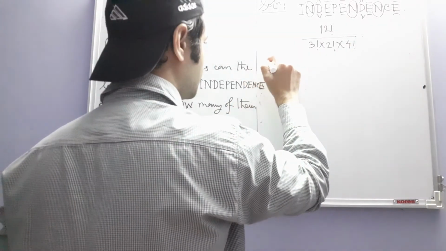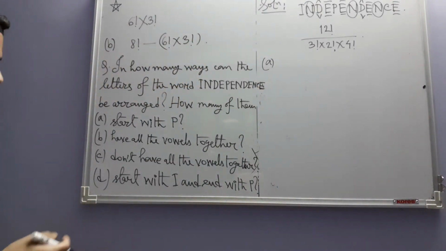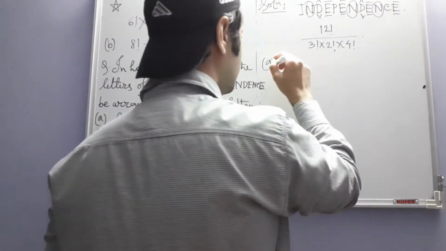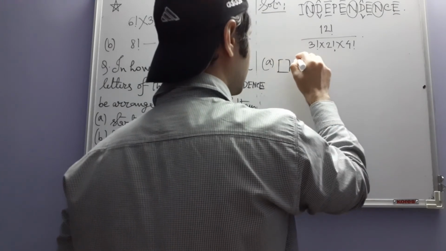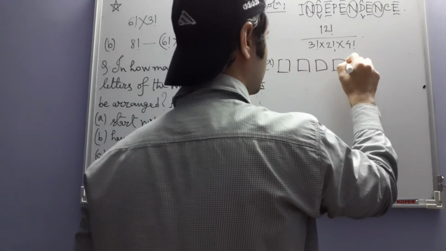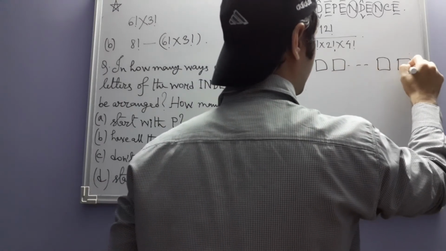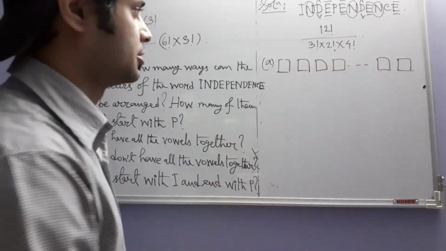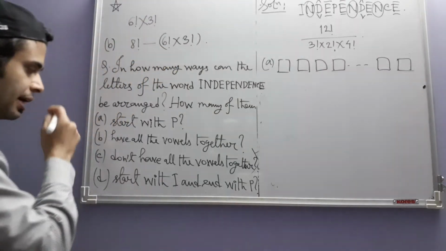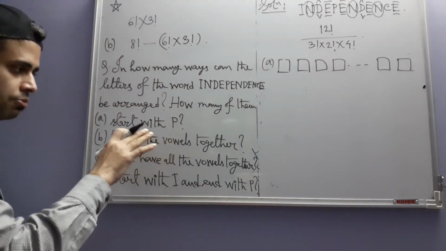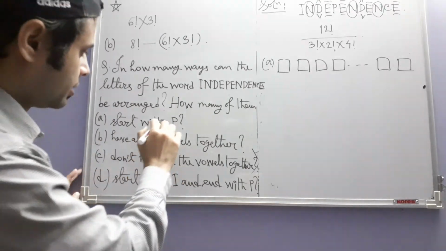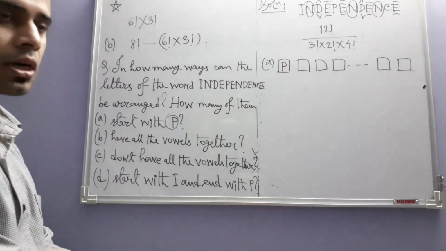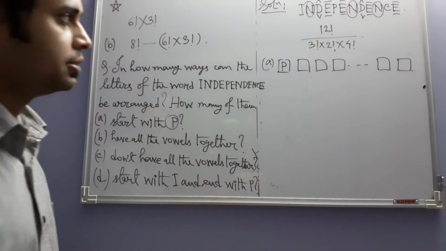Now come the other parts. How many of the arrangements start with P? If you think of it, you have 12 places. I'm not showing all the boxes since that does not serve any purpose. The restriction here is that we want those arrangements which start with the letter P. So the first place is fixed for P. If it's reserved for P, it cannot be changed.